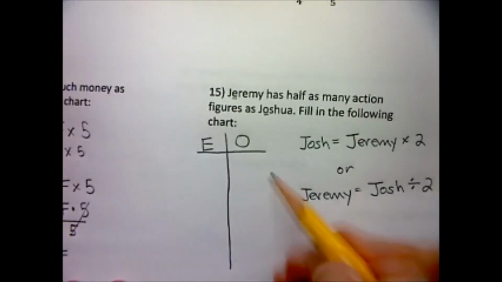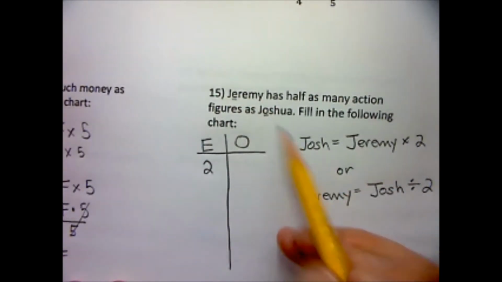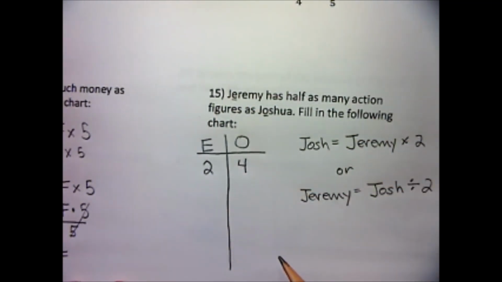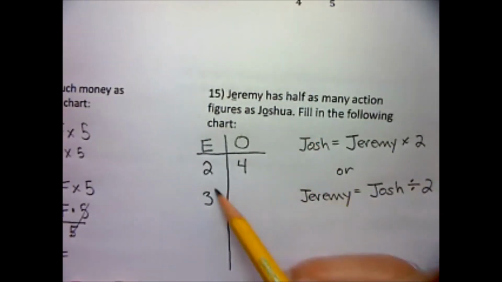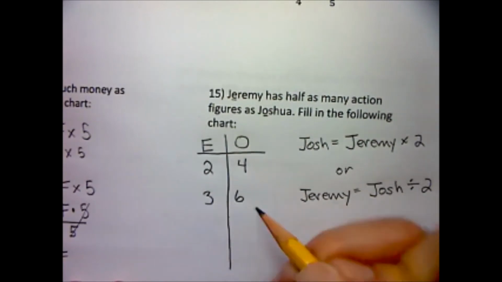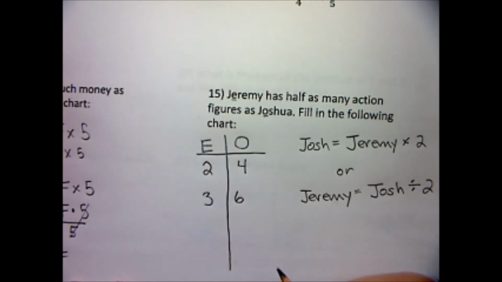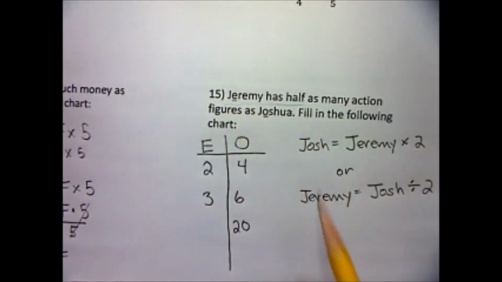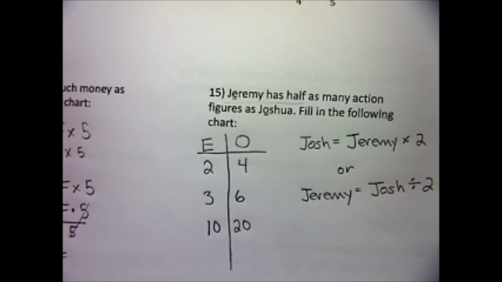So let's just start making up some numbers. Let's say Jeremy has 2. Well, Jeremy has half as many as what Josh has. So Josh would have double that. So that would be 4 action figures. So what if Jeremy has 3? Well, let's double that. What will that be? 6. All right, if Josh has, let's say, 20 action figures, Jeremy has half of that. See, it says right there, Jeremy has half. So what's half of what Josh has, which is half of 20? So Jeremy would have 10. Okay? So that is something that you would have.